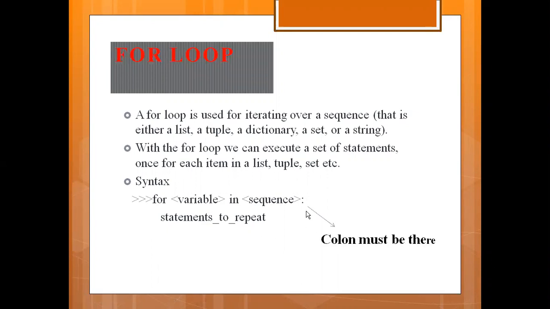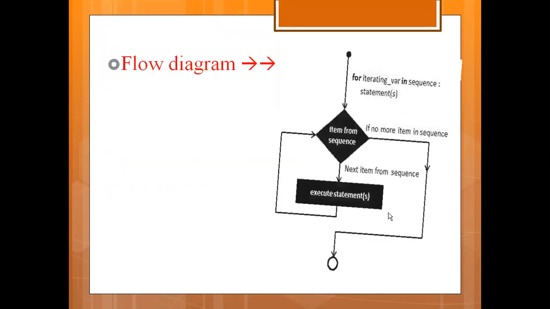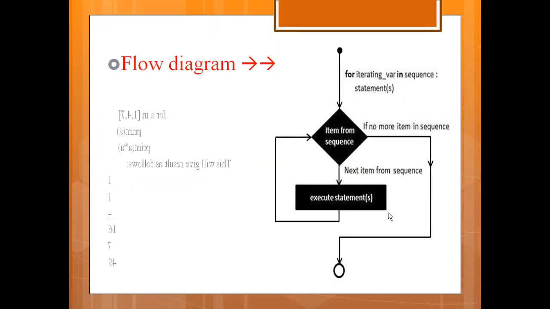And remember, you should not forget to mark a colon. This is the syntax of the for loop. After giving the sequence, you have to give a colon before you enter into the body of the loop. Now, just have a look at this particular flow chart and try to understand the loop a little better.